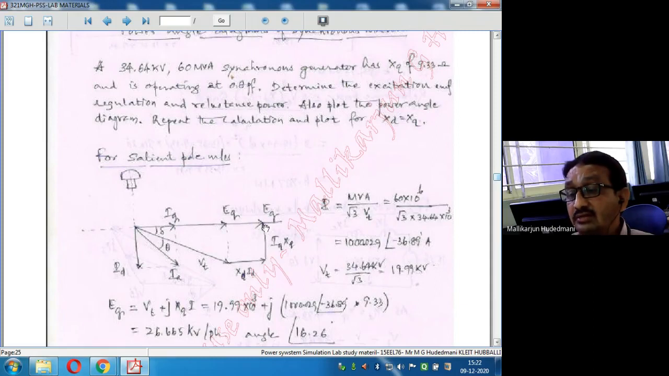When I add that point with the origin, I will be getting a magnitude Eg. And now the angle between the voltage Eg and the Vt, can you see over here, delta? This we call the power angle. This angle has a great role in our present work. It means if this angle is 0, what is the power output? 0. If this angle is 90 degrees, it turns out to be the highest power transfer.